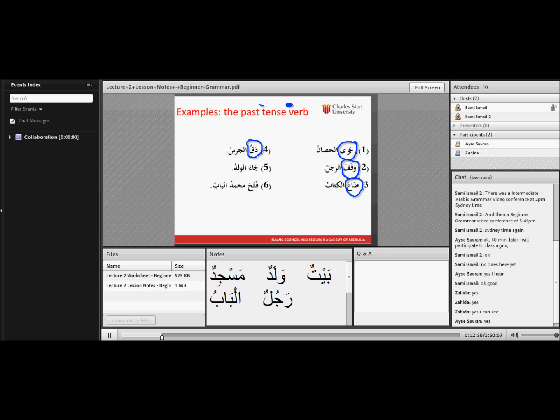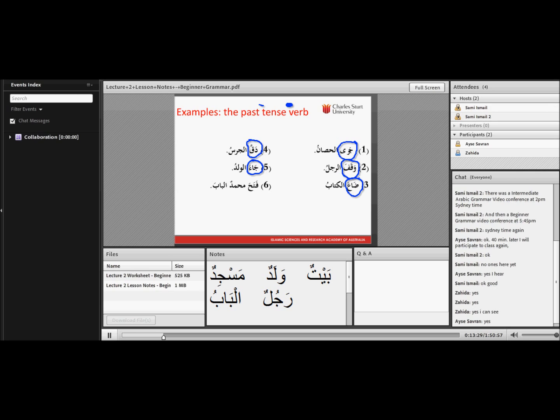Ja'a means came. So the reason why I'm emphasizing on the meanings is because vocabulary is very important, and as I mentioned in the last class, we can learn as many rules as we want, but if we don't have any words in our mind to apply those rules, we're not going to go anywhere. So vocabulary is very important. If I were you, I'd note these down and try to use them or memorize them. The last one is a very, very common one. We're going to be using this a lot.